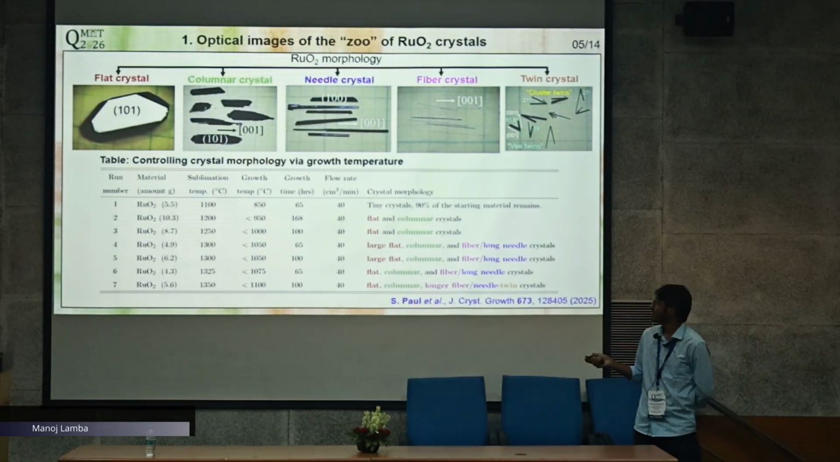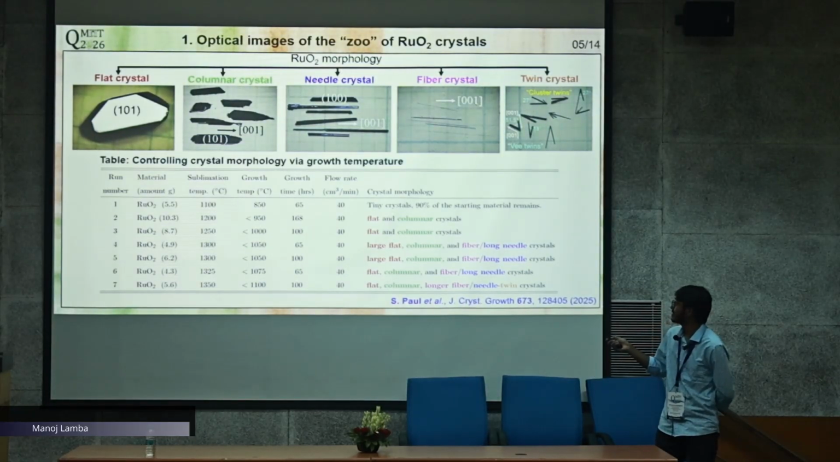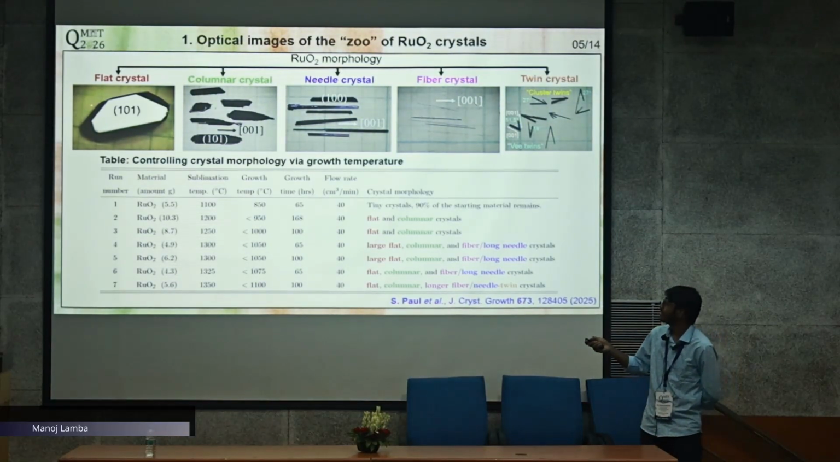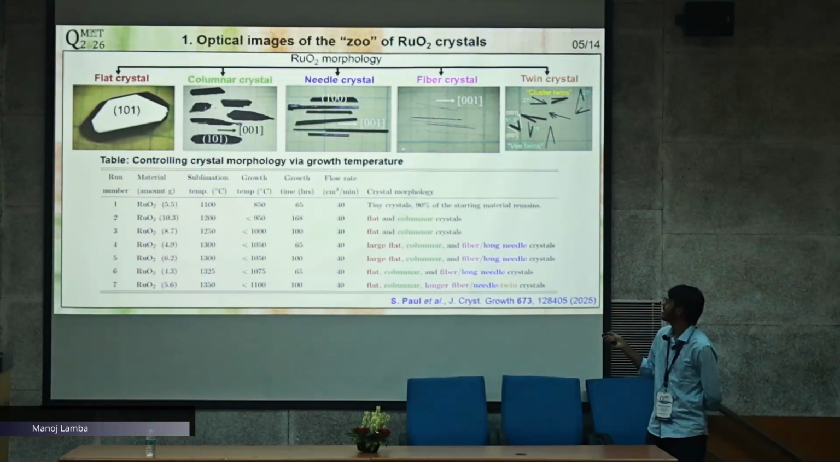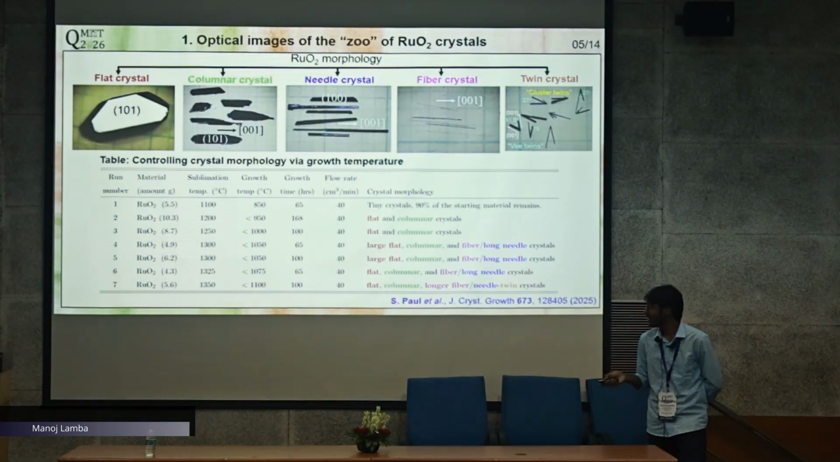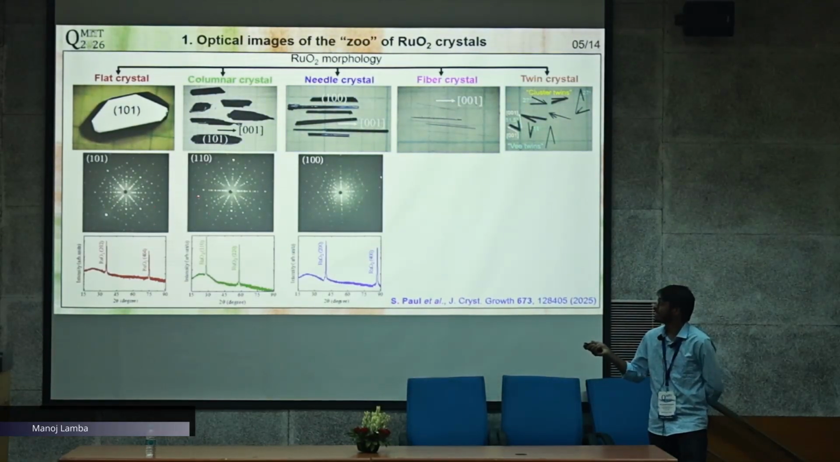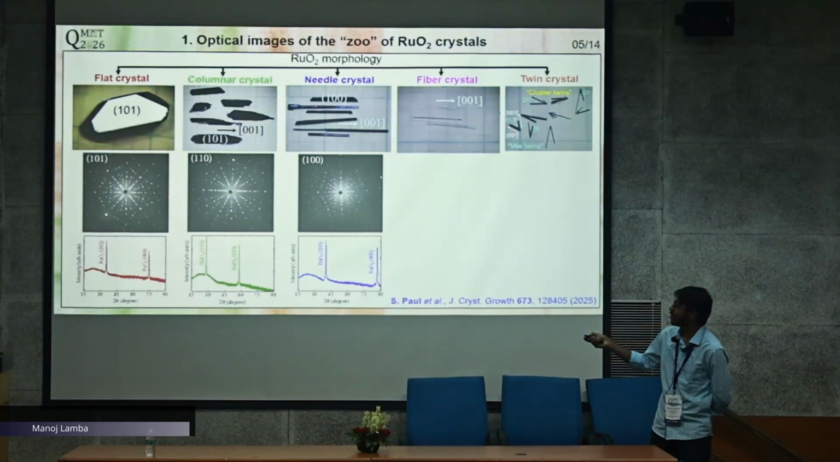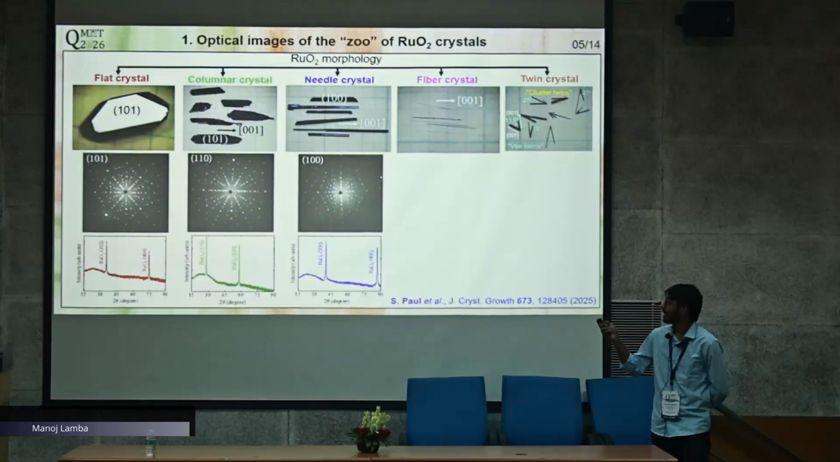We observe a systematic variation of the sublimation temperature and of the crystal morphology. We obtain flat crystals up to 10 mm long, columnar crystals, needle-like crystals, fiber crystals, as well as some twin crystals at high temperature. The crystal orientations are identified using Laue patterns and XRD. Intense Laue patterns also suggest high quality crystals.